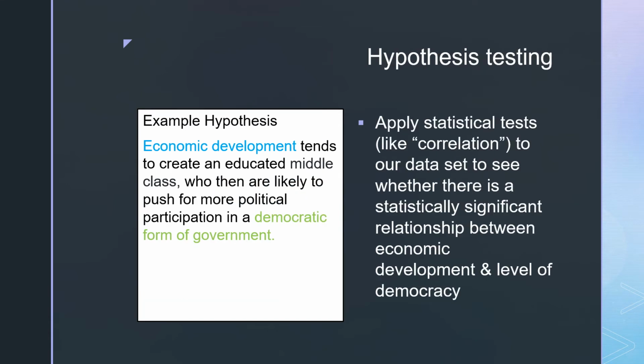Once our data has been gathered, we can test our hypothesis using statistical tests. If you've taken statistics, you've heard about measures like correlation and p-values and crosstabs. We're not going to need to know those things for this course, but if you go on in political science, you will certainly run into them. We can apply statistical tests to our data to find out whether there is a statistically significant relationship between the variables we're interested in.